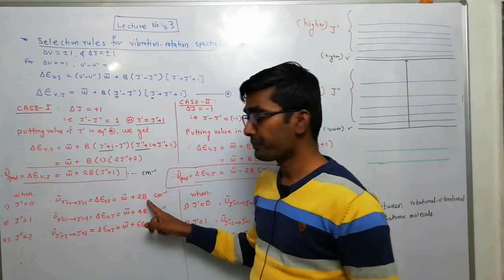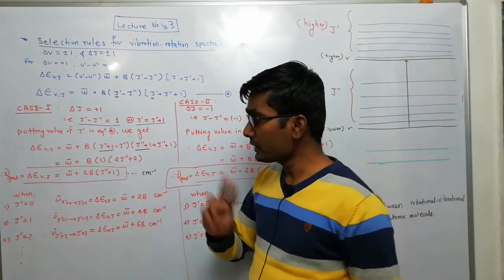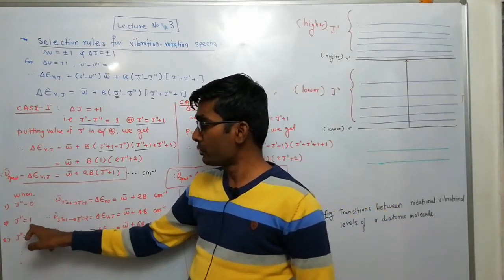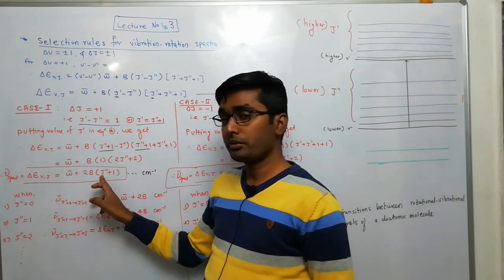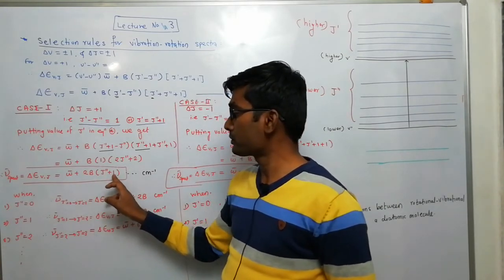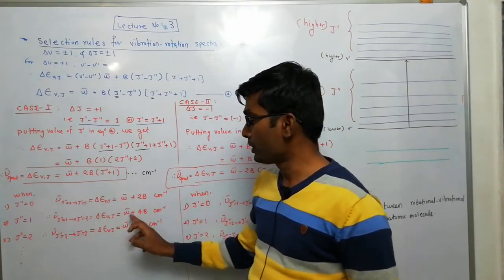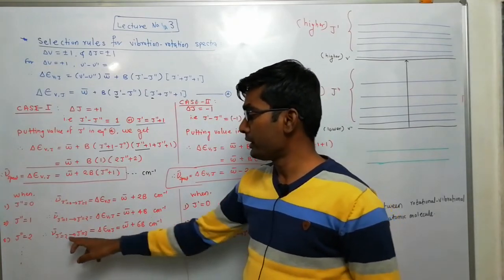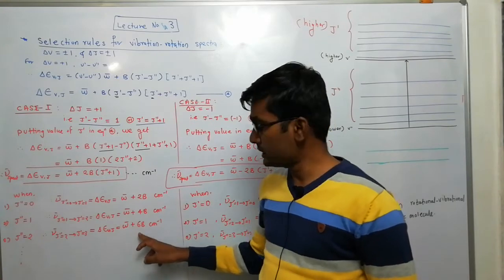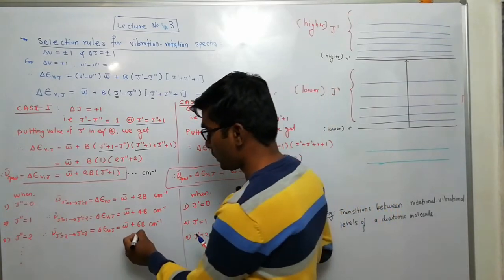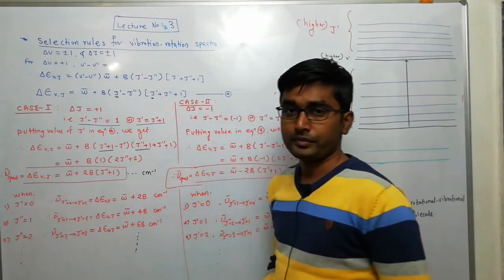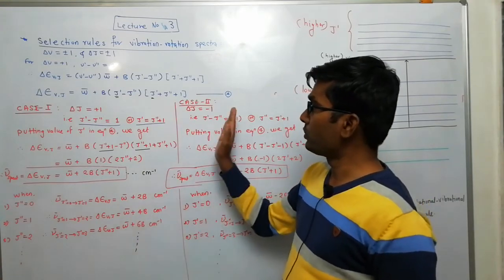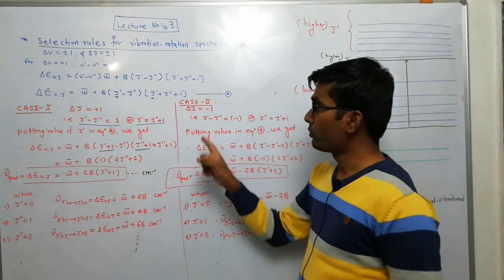Let us put the j prime value as 0 here, then 0 plus 1 is 1, so it will be 2b. Okay, next j double prime is equal to 1. Put this j double prime value here as 1, so 1 plus 1 is equal to 2, into 2 is 4. So the next spectral line value is omega bar plus 4b, then next it will be 6b centimeter inverse and so on, which you can calculate. Okay, now let us go to case number 2. What is case number 2?